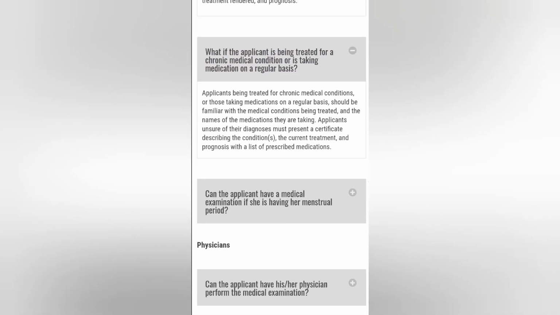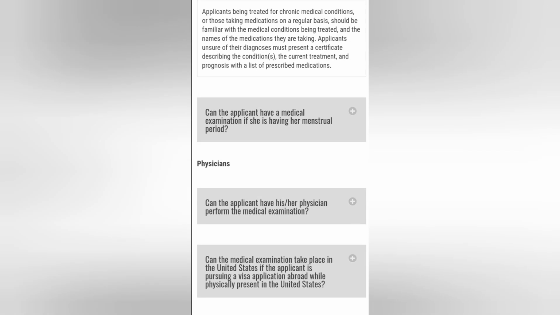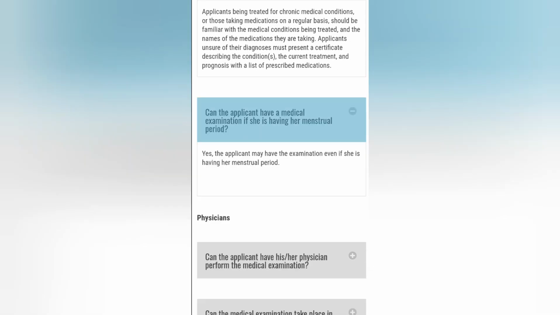Well, applicants being treated for chronic medical conditions or those taking medications on a regular basis should be familiar with the medical conditions being treated and the names of the medications that are taken. Applicants unsure of their diagnosis must present a certificate describing the conditions, the current treatment, and the prognosis with a list of prescribed medications. Next question. Can the applicant have a medical examination if he or she is having menstruation? Yes, the applicant may have the examination even if she is having her menstrual period.